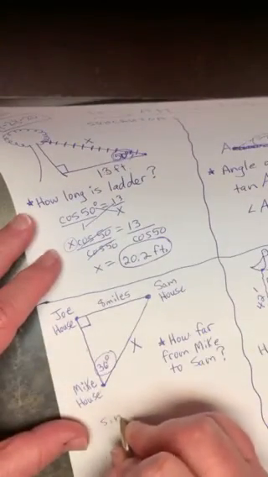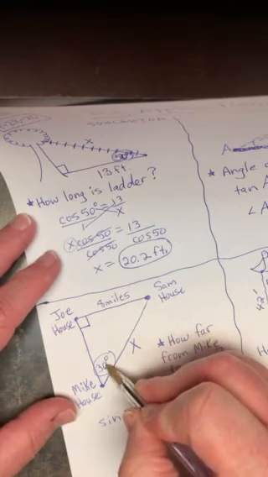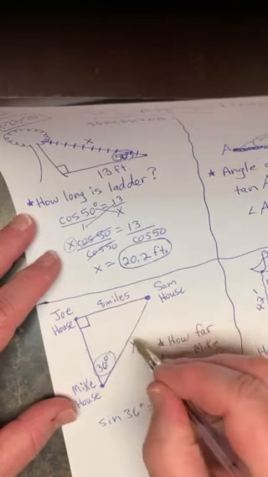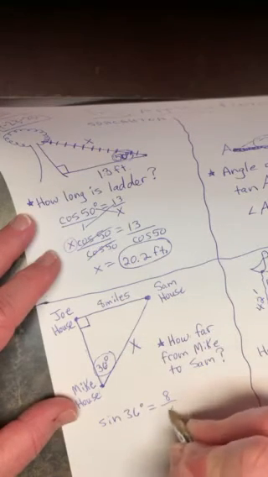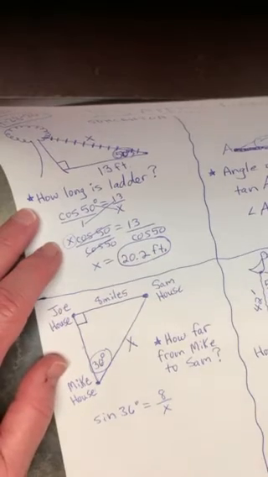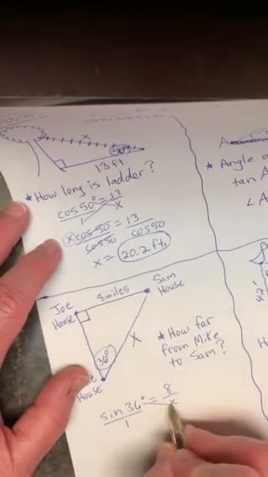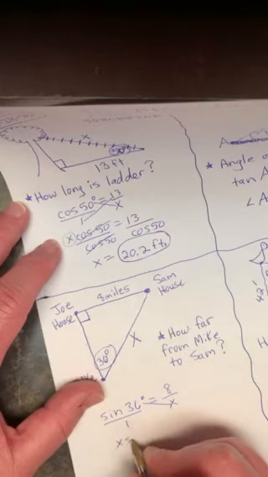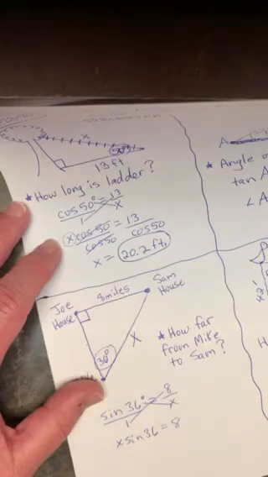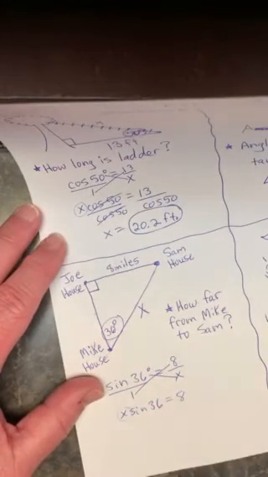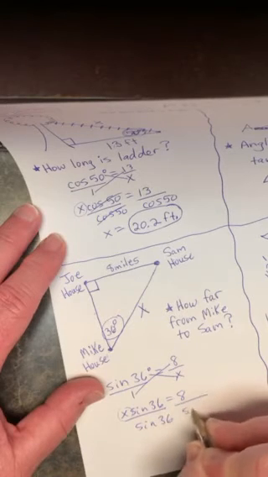The sine of 36 degrees equals, and you got to put it in the right order, opposite over hypotenuse, so that'd be 8 over x. Once again, the x ends up on the bottom. Put him over 1. Cross multiply. I get x sine 36 equals what? 8. To get x by itself, I divide by the sine of 36.